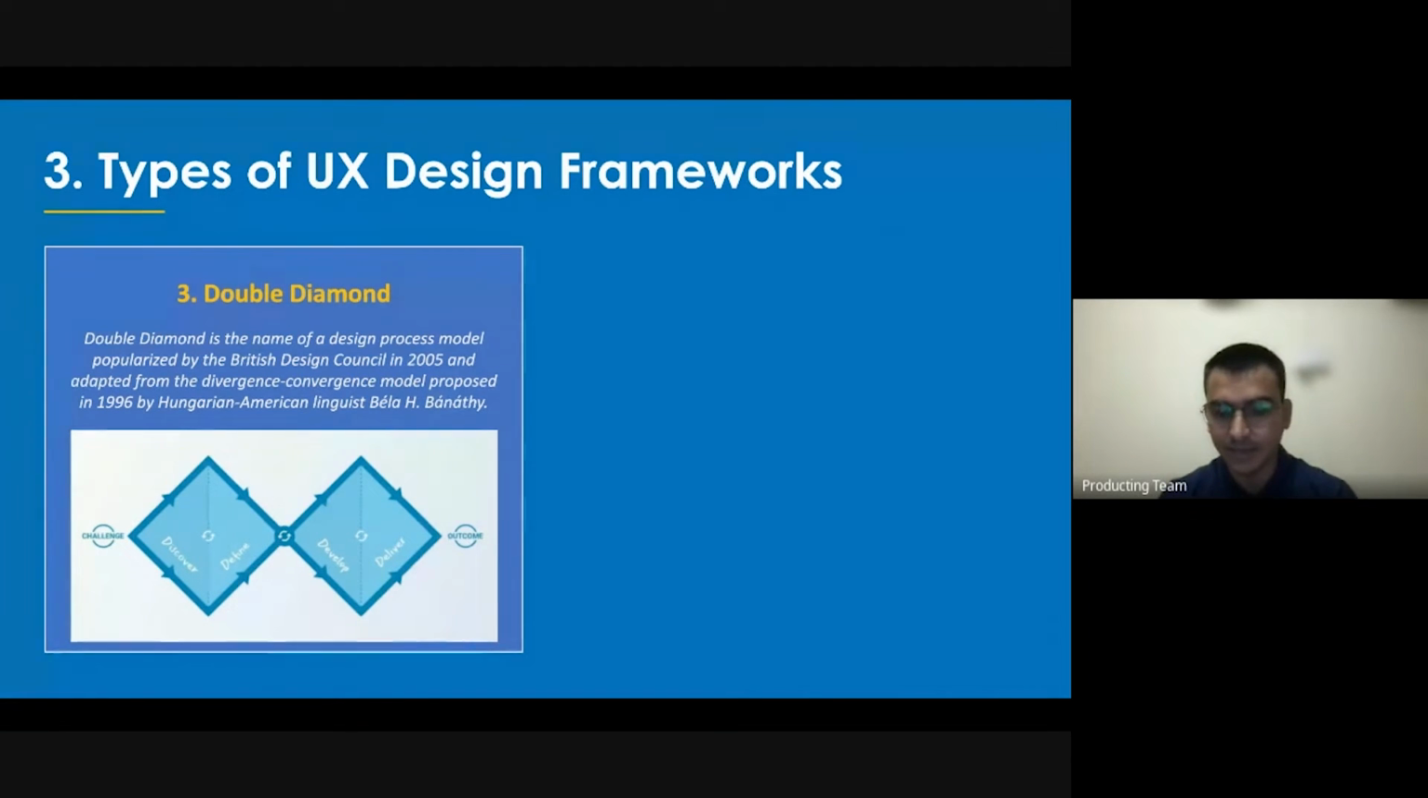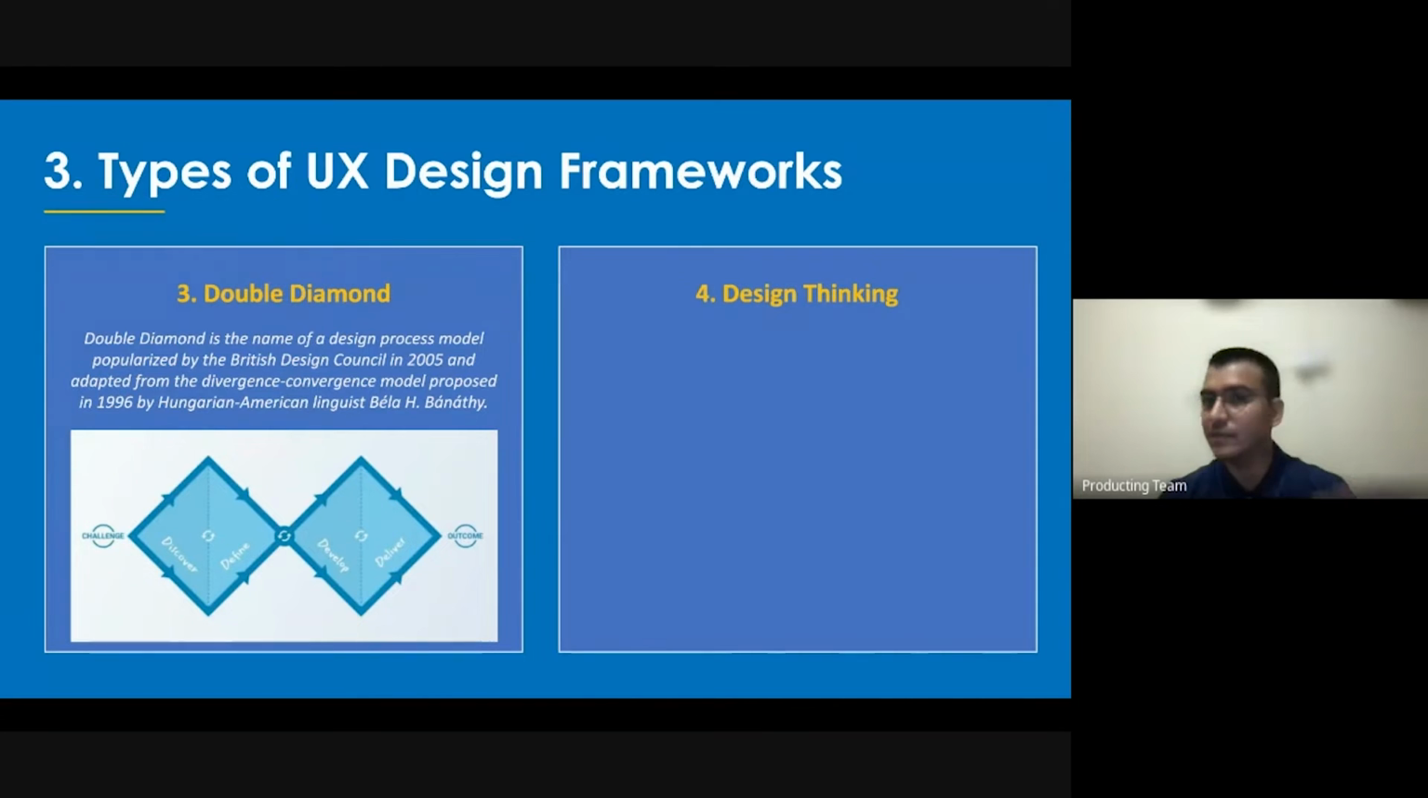Okay, this is double diamond. And the process or the framework which I use a lot is design thinking. I have been speaking about it a lot. I write a lot of blogs about it, and whenever I have to do something about design, or I have to work on a design project, I always follow design thinking.